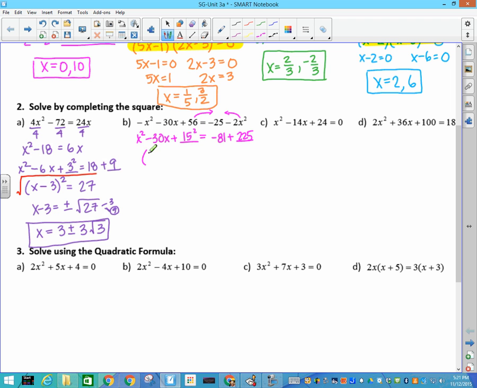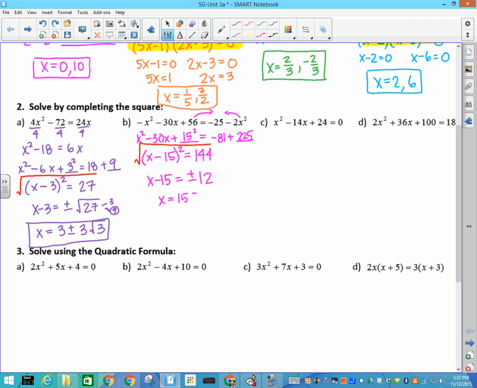So that becomes that without the exponent, that sign, and that without the exponent. That's the way our PST factors. And negative 81 plus 225 is 144. So if I take the square root of both sides here, that's going to give me x minus 15 equals plus or minus the square root of 144, and I hope you know that's 12. So I have to take the 15 over, and I will do that by adding.